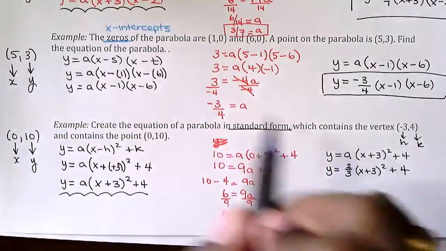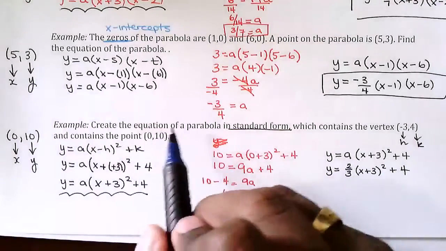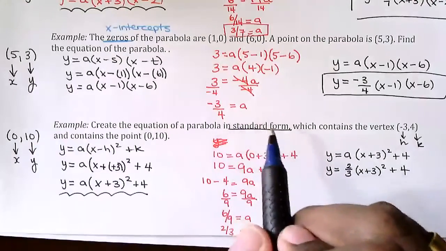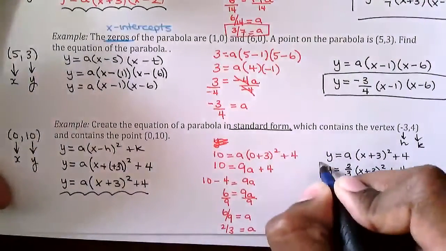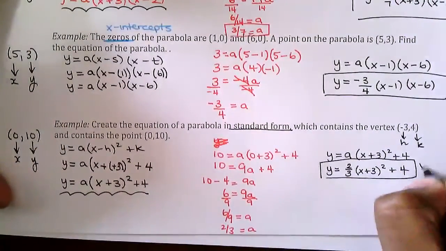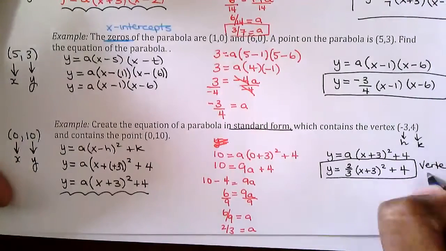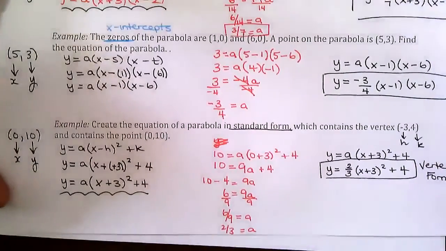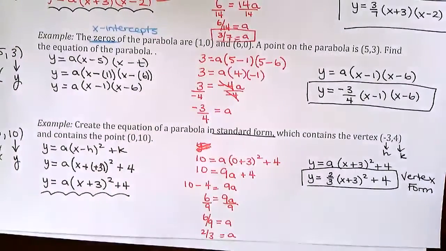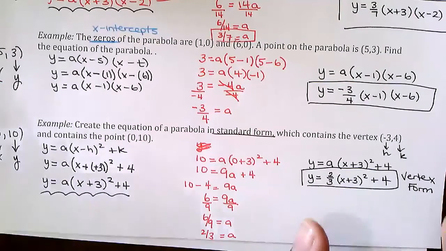This is incomplete because the question said create the equation of a parabola in standard form. So we now have our equation in vertex form. We want to get to standard form. And to get to standard form, we need to multiply out and essentially simplify this expression. I don't have enough space here, so I'm going to flip the page. So just give me 2 seconds.